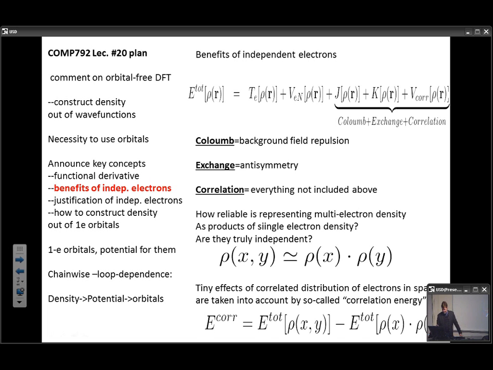So we have a term for kinetic energy. We have a term for one-electron nuclei-to-electron attraction. And we have a term for electron repulsion, right? The three terms that we got after Born-Oppenheimer separation for the electronic part.